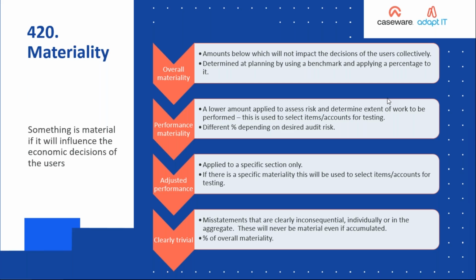Clearly trivial, the trivial materiality. So there may be a need to provide an amount below which misstatements would be clearly trivial. Whether taken individually or in aggregate, those amounts will clearly not have a material effect on your financial statements. So if you're a new intake, you must go through your 420 document and understand those different materiality definitions.